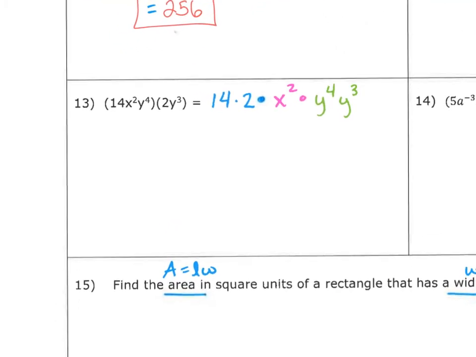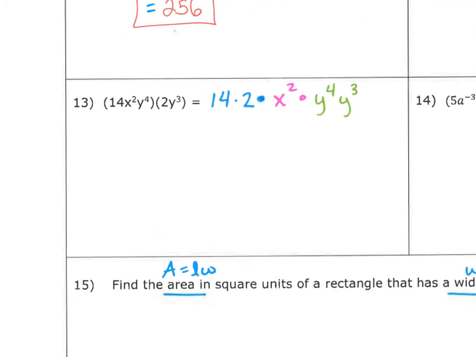Taking a look at number 13. Again, number by number, letter by letter. So I'm looking at, oh, it marked it out. That's no good. Let me try this again. I'm looking at the numbers first. There they are. Then I'm going to do all of my x's. Oh, that's the only x I have. And then I'm going to do all of my y's, and I'm going to put all my y's together. So number by number, letter by letter is what you're going to hear me say.